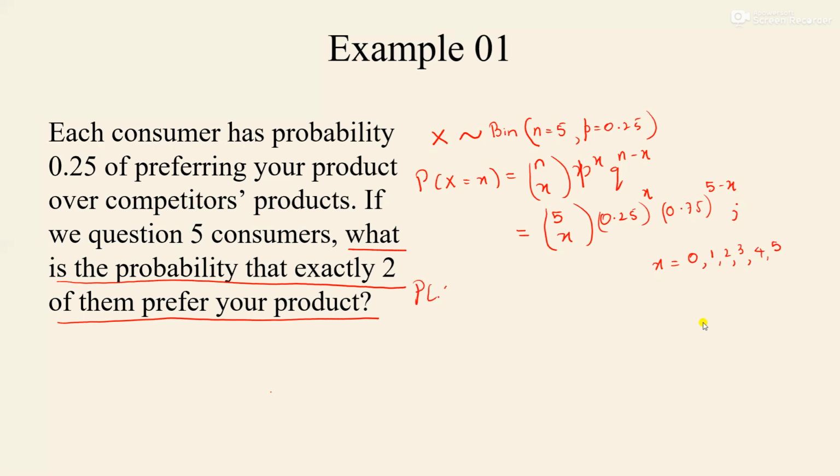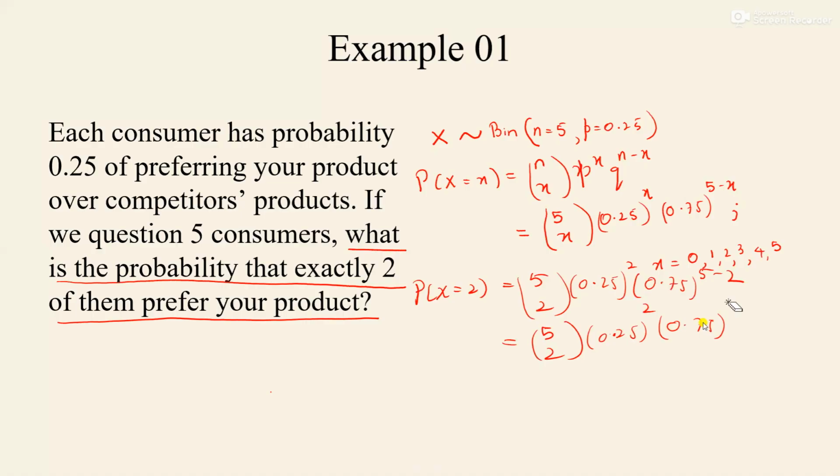So P(X equals 2) is 5C2 into 0.25 squared into 0.75 to the power 5 minus 2. Right? Use your calculator and get the value. All these things you can get from the calculator, and you can get the value for this. This is the answer. Then you have to simplify using your calculator.